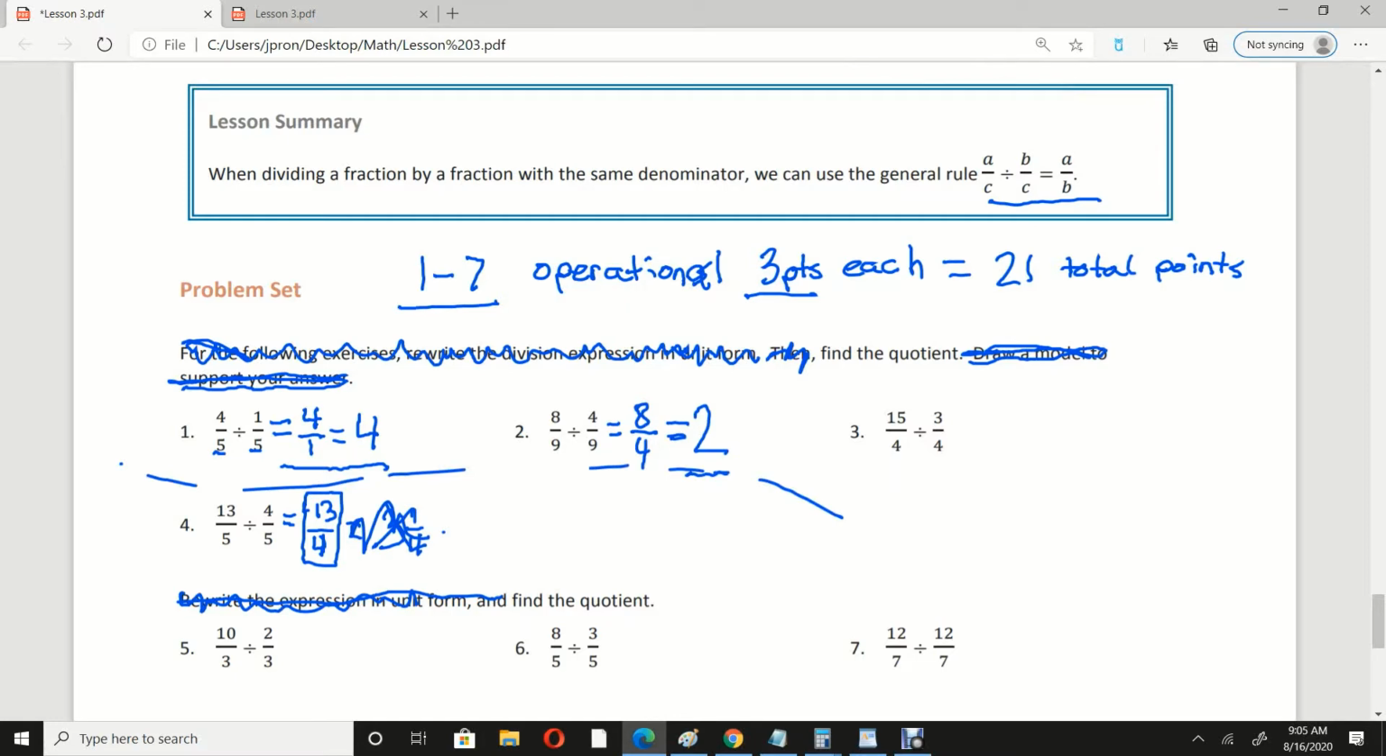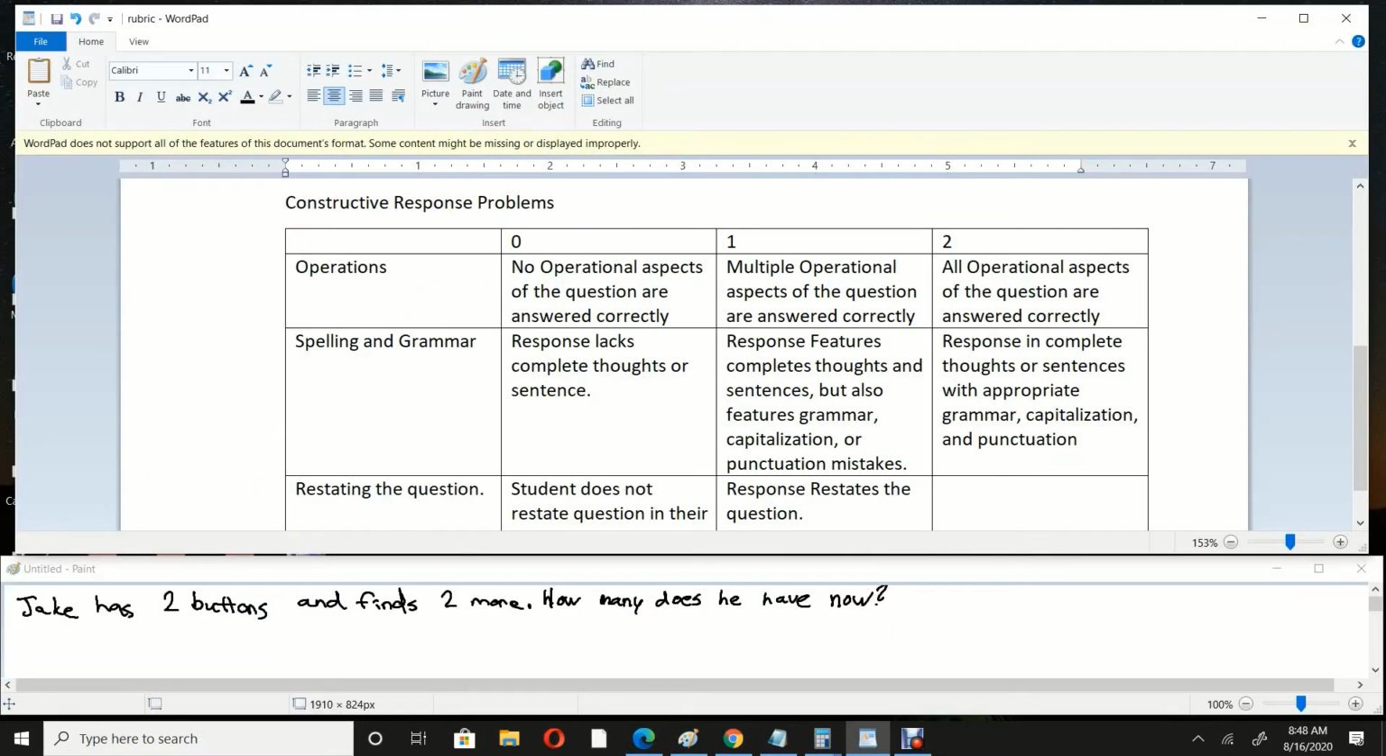So now let's go back. And this is the rubric for your constructive response problems. So what if you have a constructive, like a word problem? Say, like, Jake has 2 buttons and finds 2 more. How many does he have now? We want to get the most points we can on each one of these. Operations is just the math part. So I want to get all my points for my operation. What do I need to do? I want to get all of the operational aspects of this question correct.